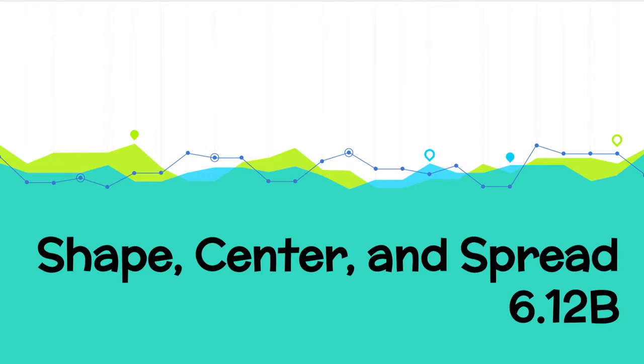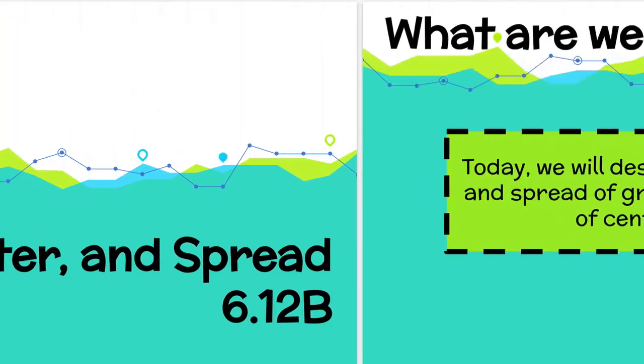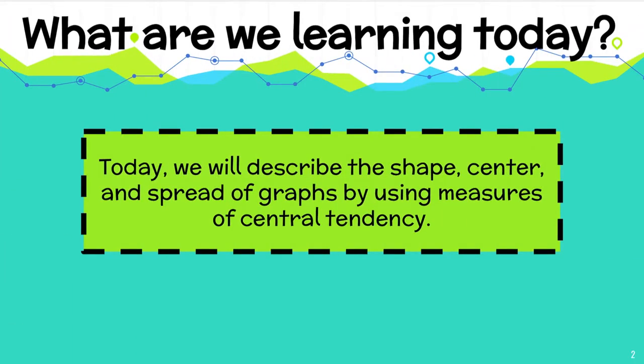Hello, Alvin ISD mathematicians. Today we're going to be talking about shape, center, and spread of data, which is our 6th grade standard of 6.12B. So how are we going to be doing that? Well, we'll be describing those shapes, centers, and spreads of graphs by using measures of central tendency.